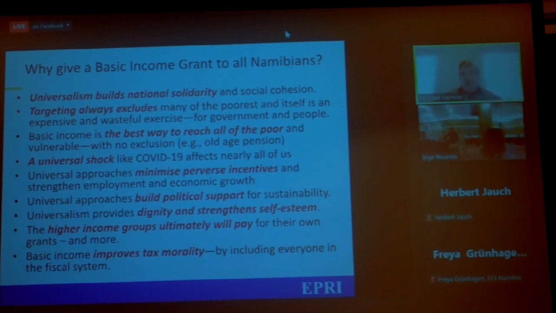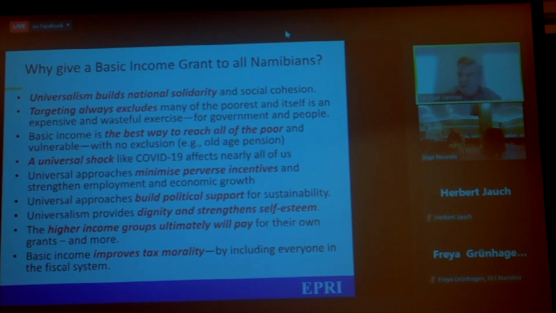And in the face of a universal shock like COVID that affects us all, a universal grant is more important than ever. It minimizes the economic perverse incentives of targeting. It generates the greatest positive impact on employment and livelihoods. It helps build political support, which is vital for sustainability. Universalism means that it's an entitlement, so it can be delivered with dignity and strength and self-esteem.